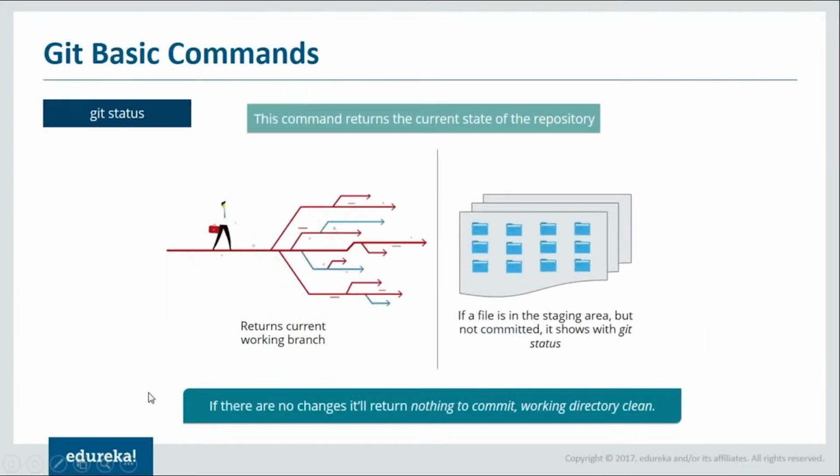Let's talk about git status now. So git status returns the current state of the repository. Git status will return the current working branch. If a file is in the staging area but not committed, it shows with git status. Or if there are no changes, it will return "nothing to commit, working directory is clean." Right, so let me just open my virtual machine again and I'll show you practically how this works.